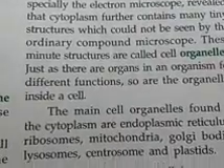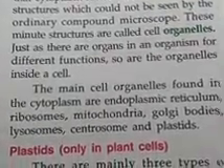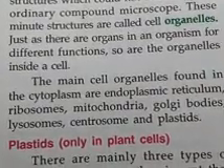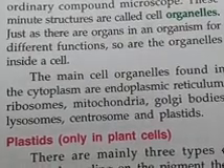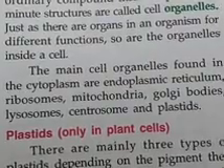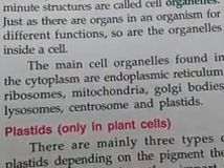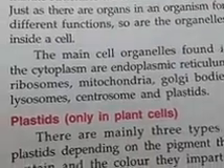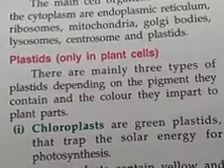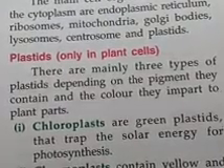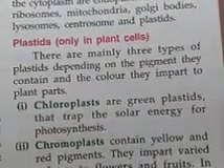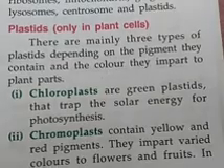The cell organelles present within the cell and which lie in the cytoplasm are the endoplasmic reticulum, ribosomes, mitochondria, the Golgi bodies, lysosomes, centrosome, and the plastids. The plastids are organelles found only in the plant cells. The plastids, according to their color and pigmentation, are of 3 types.